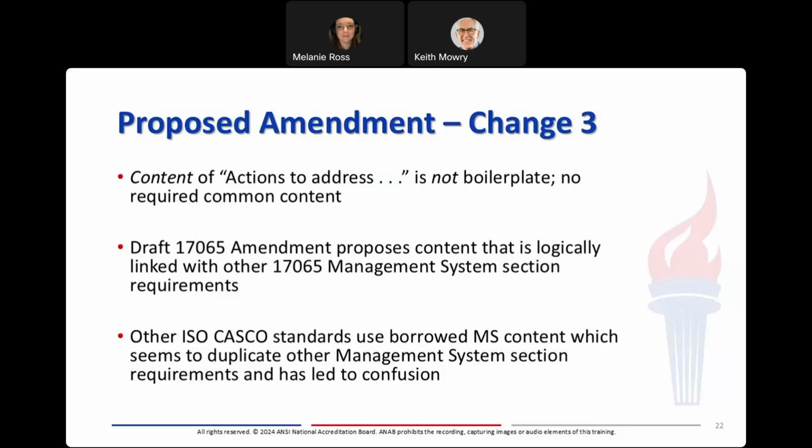Now, other ISO CASCO standards, when it comes to this new clause, they've borrowed generic management system content for this clause. The problem is it's perfectly appropriate and makes perfect sense in a management system standard. But when you take that text and you plop it down into the middle of a management system section of an ISO CASCO standard, it seems to duplicate other management system section requirements. And that's a little confusing because it seems like the document is now saying the same thing twice. That makes it unnecessarily difficult to use and to fulfill.